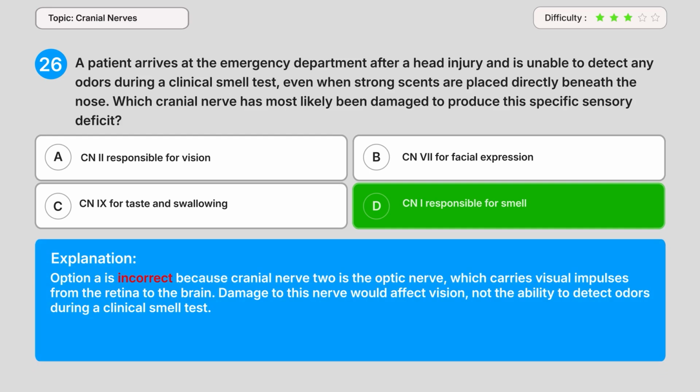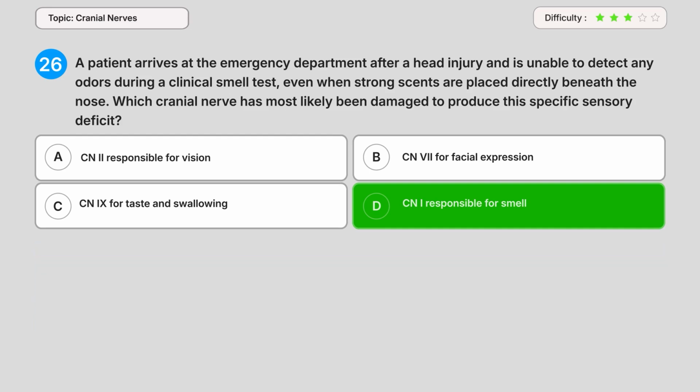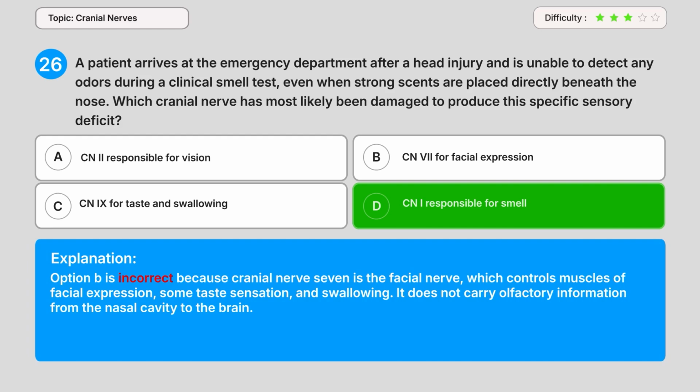Option A is incorrect because cranial nerve 2 is the optic nerve, which carries visual impulses from the retina to the brain. Damage to this nerve would affect vision, not the ability to detect odours during a clinical smell test. Option B is incorrect because cranial nerve 7 is the facial nerve, which controls muscles of facial expression, some taste sensation, and swallowing. It does not carry olfactory information from the nasal cavity to the brain.